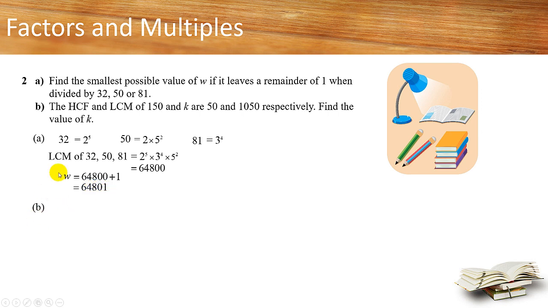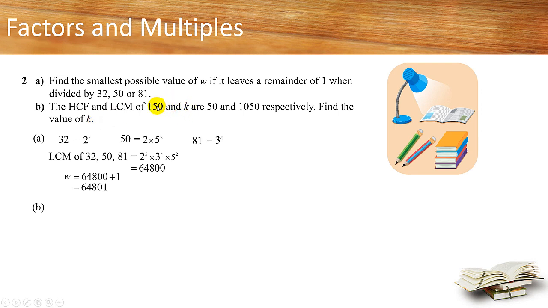Now for part B. The HCF and LCM of 150 and K are 50 and 1050 respectively. Find the value of K. This is a pretty challenging one, so do listen carefully.